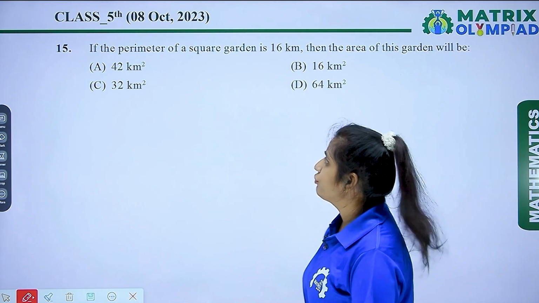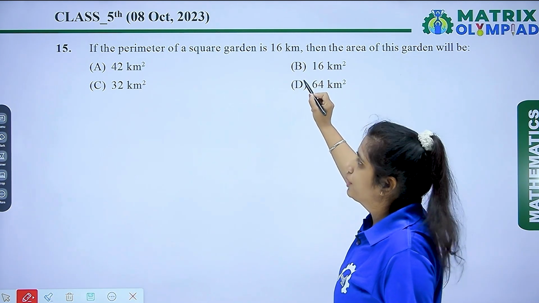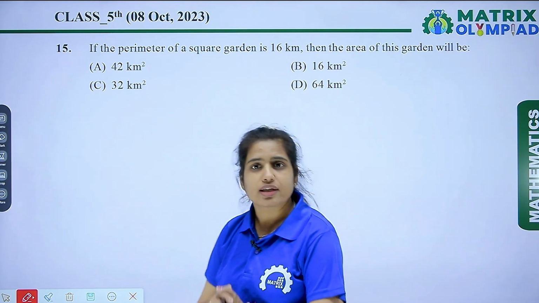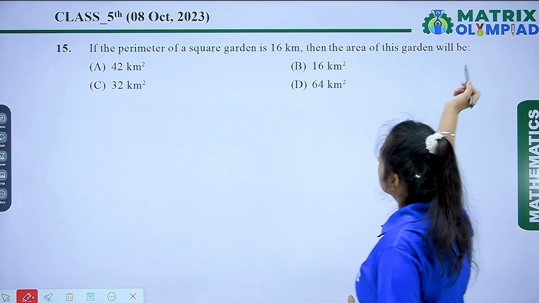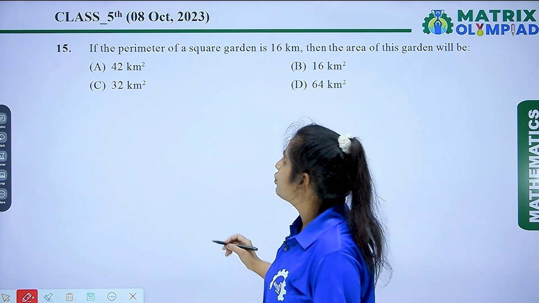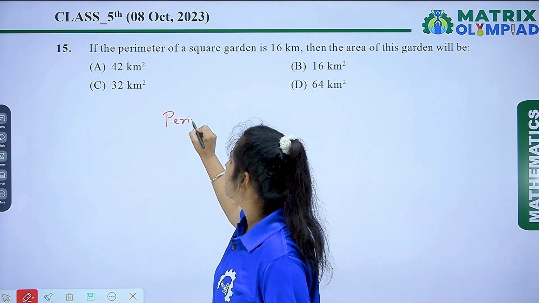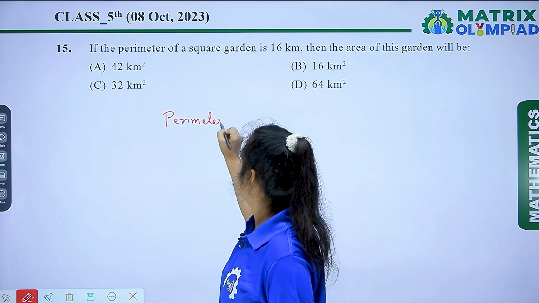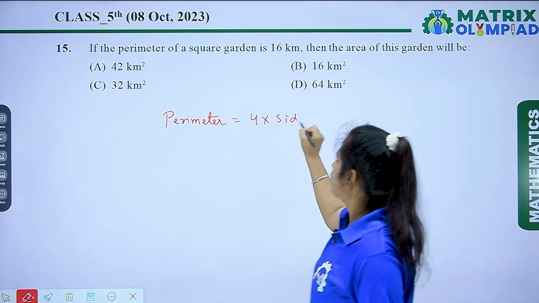In question number 15, if the perimeter of a square garden is 16 kilometer, perimeter है कि square garden का data 16 kilometer, then the area of this garden will be. आपको बताना है area कितना होगा इस garden का. So what we have to do? We know the formula of perimeter of a square. So we will place that formula. That is 4 multiplied by side.